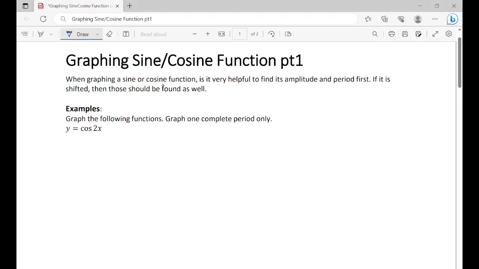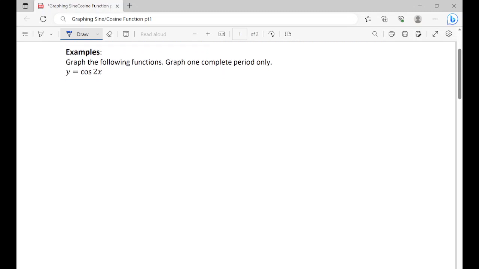When graphing a sine or cosine function, it is very helpful to find its amplitude and period first. If it is shifted, then those should be found as well. So for each function we have, we're only going to graph one period. So we're going to start off with y equals cosine 2x.